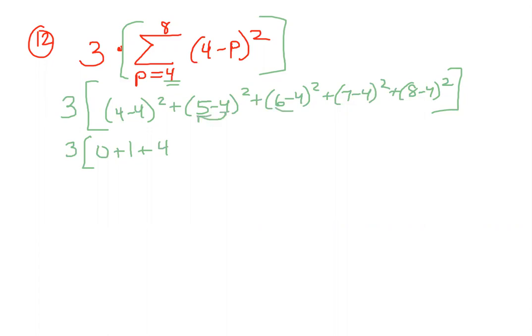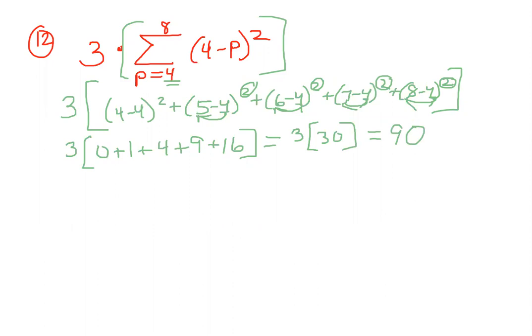This should be 4 minus 5, 4 minus 6, 4 minus 7, and 4 minus 8. But that doesn't matter because we're squaring everything, so we're going to get the same answer the way I have it written. I'm sorry about that. So this is 4, this is 9, and this is 16. And we're going to add that all up, and we get 3 times 30, which is 90. So basically, when you have something like this out in front, just leave it out in front till you get to the very end and then multiply.